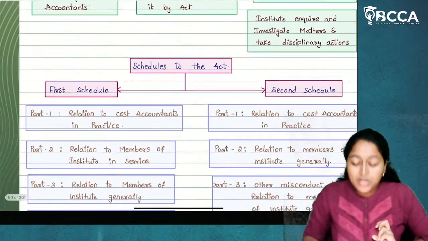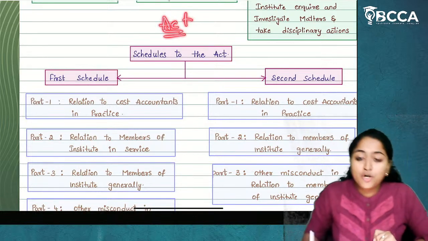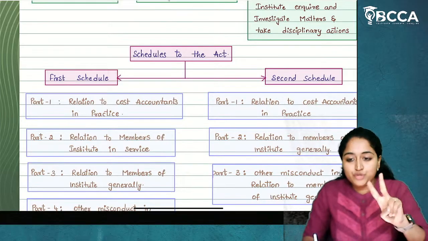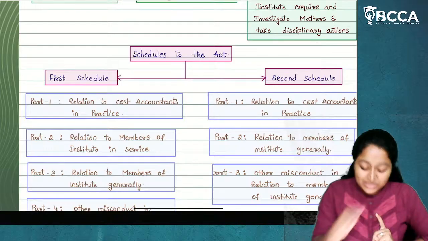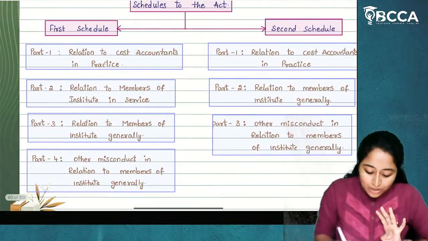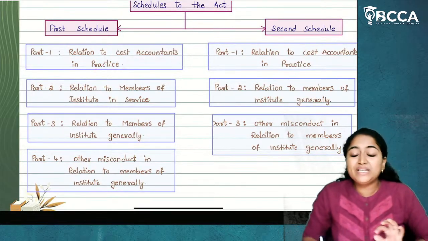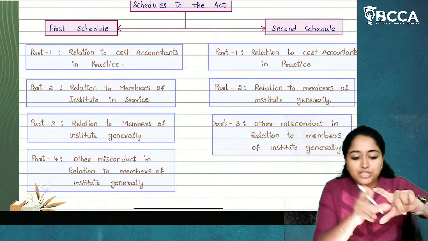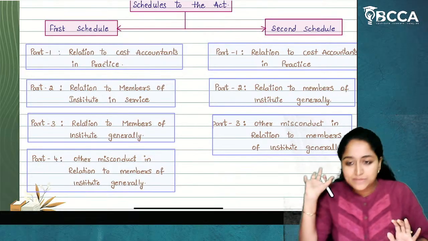Now, how is professional and other misconduct given in our act? In our Cost and Works Accountants Act, we have schedules to the act. How many schedules do we have? We have 2 schedules, the First Schedule and the Second Schedule. In the First Schedule, we have 4 parts. Part 1 talks about professional misconduct in relation to cost accountants in practice. If a person is a cost accountant in practice and is doing these kinds of activities, those activities are considered professional and other misconduct.